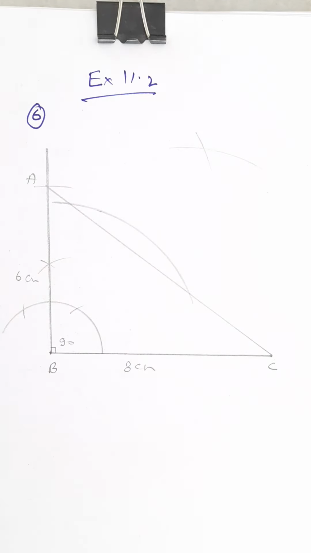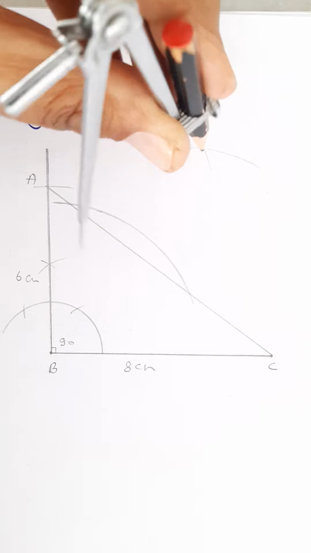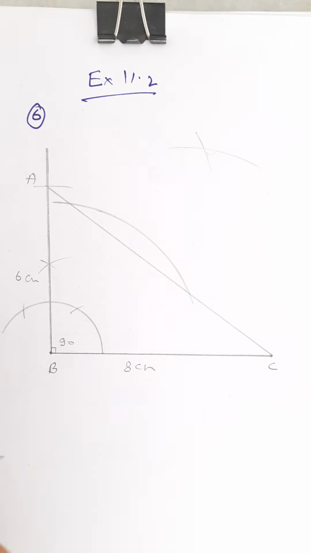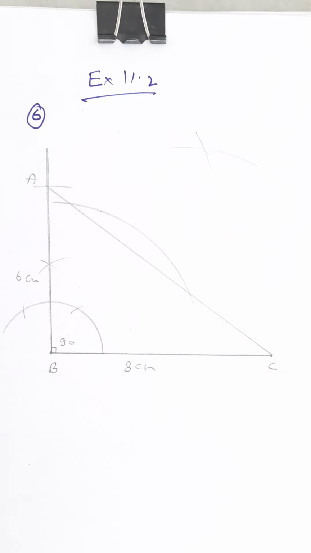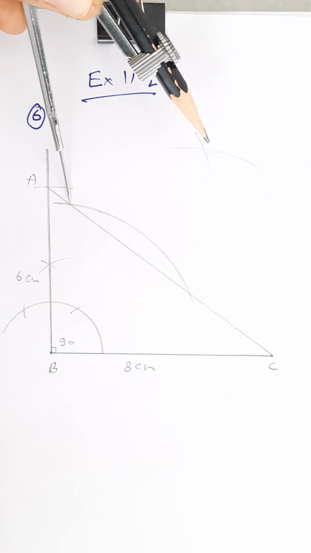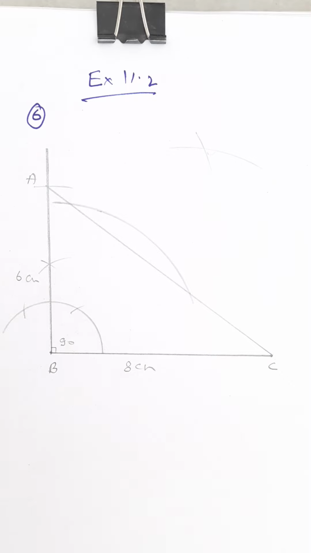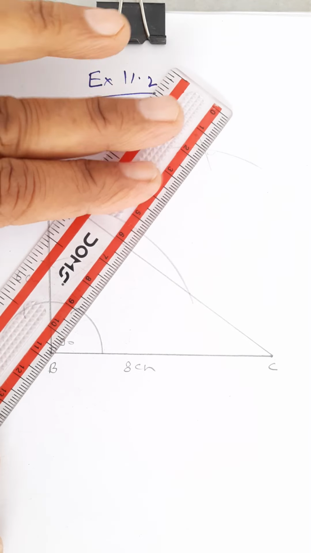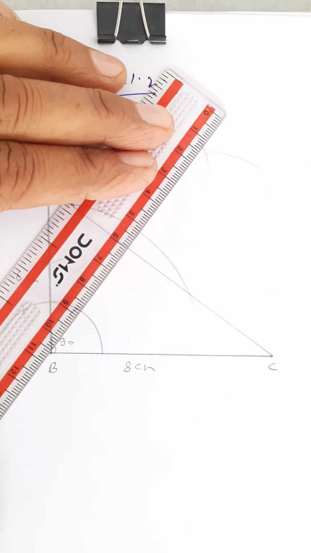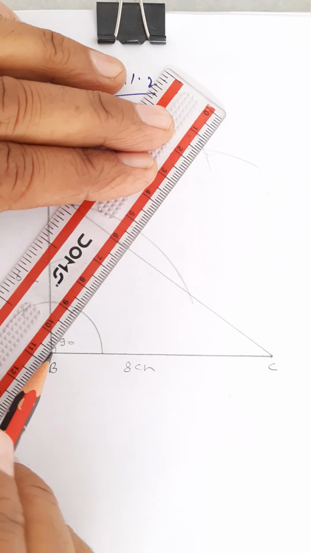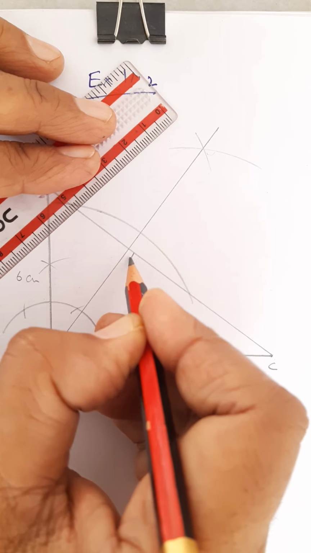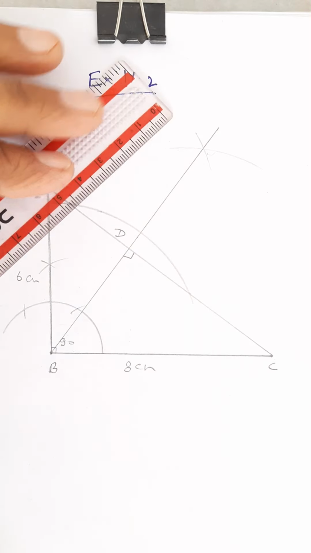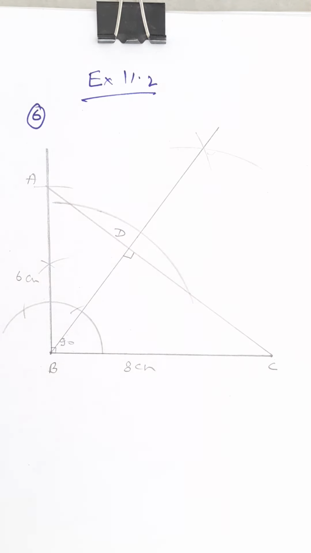Once more you see, cut the arc from this part and then cut the arc from this part. And now join it. So you will find the perpendicular from B and name this angle 90 degree, name this point as D point. So BD is perpendicular on AC.